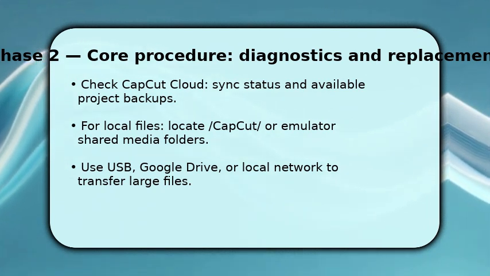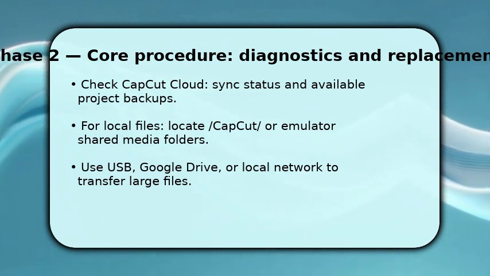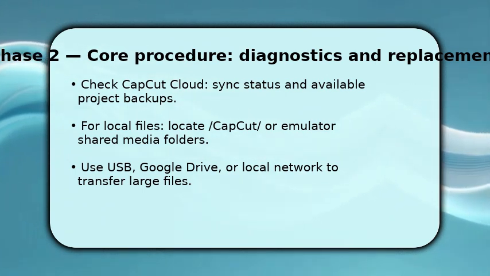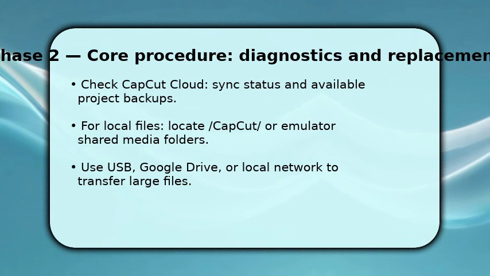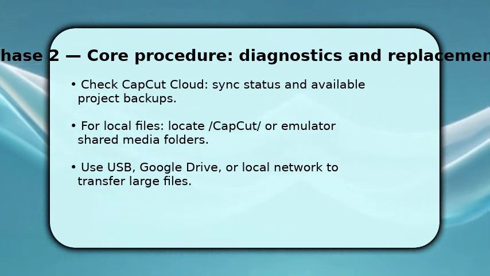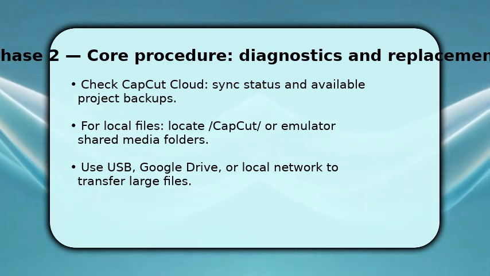If files are local on your phone, connect by USB or use Drive to transfer the /CapCut/media folders into the emulator or Windows CapCut Media Library. Once done, refresh CapCut's media browser so newly copied clips show up. This process prevents missing assets and keeps timelines intact when you open the project.